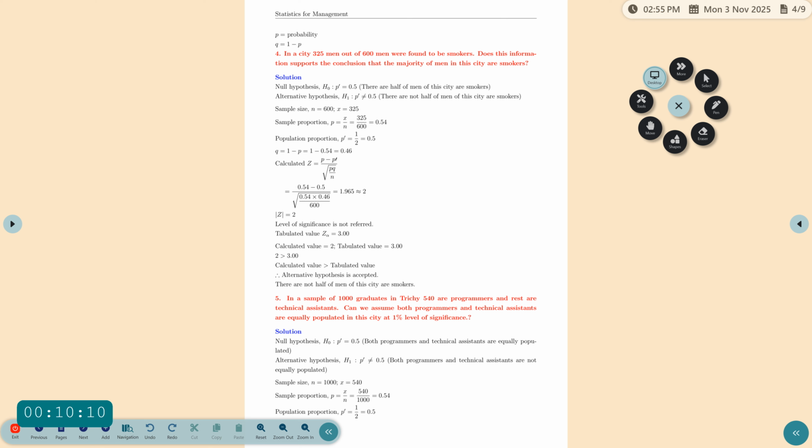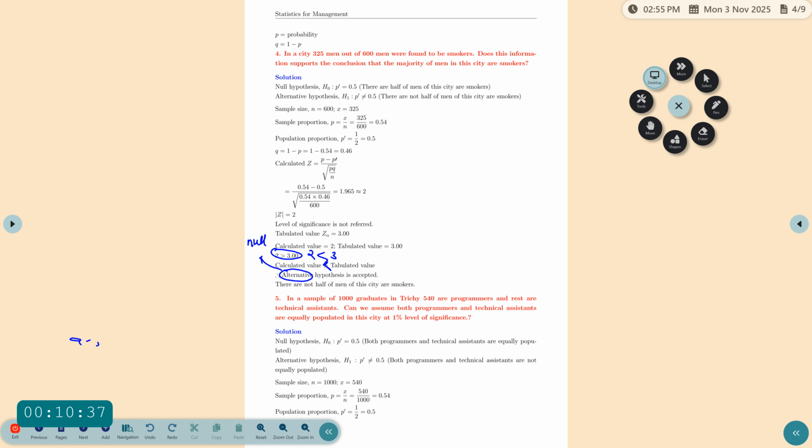Compare both the values. The calculated value is 2, the tabulated value is 3. So 2 is less than 3. The calculated value is less than the tabulated value. In such a case, what should we do? The null hypothesis is accepted.